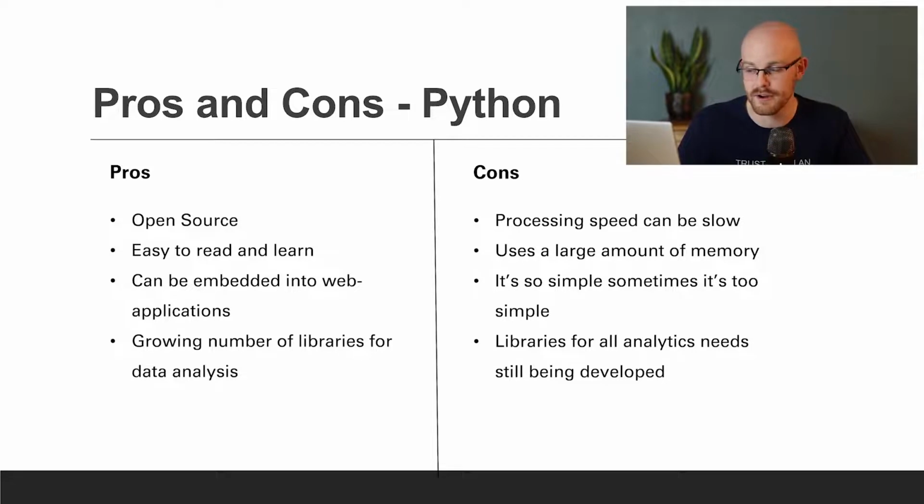And lastly, the libraries for all analytics needs are still being developed. And so, yes, it is a pro that those numbers are growing, but it's still a con that they're behind R. R has more being developed and more already developed in terms of all their libraries and packages being built out, whereas Python is still growing.